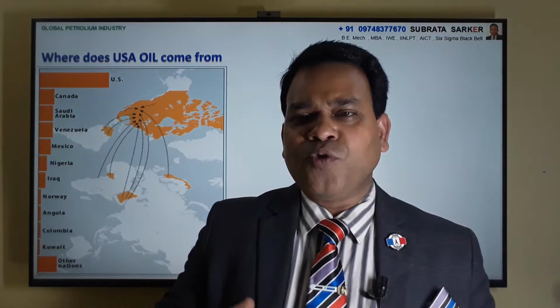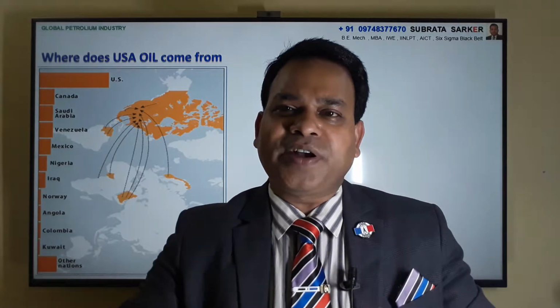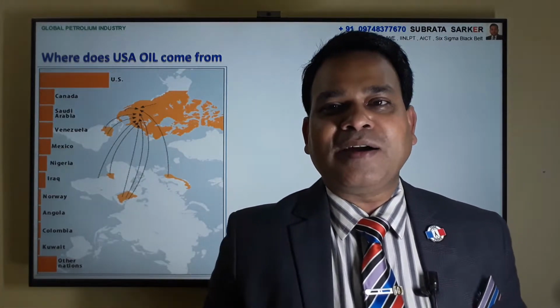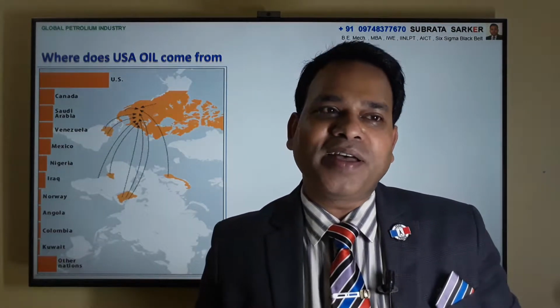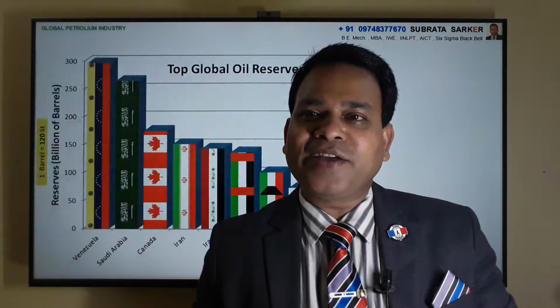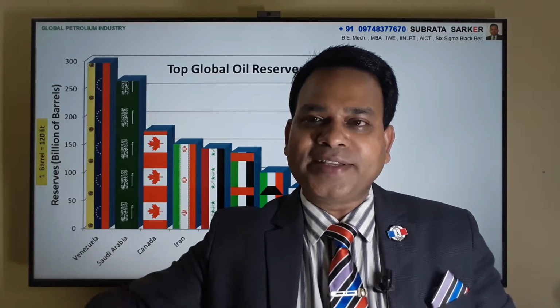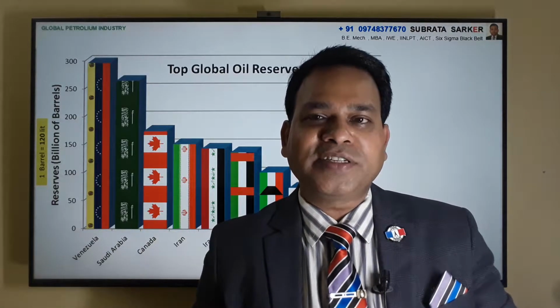Now, if we talk about who has the largest petroleum reserves as on date, it is actually Venezuela that comes in at number one. Then comes Saudi Arabia, and the third one is Canada. You can see in this picture. So as on date, for resource reserves, the number one is Venezuela in South America.